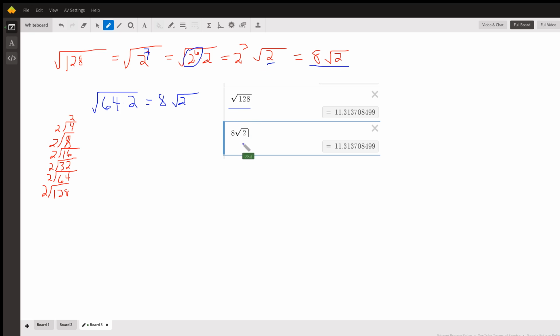And here's kind of proof that these are identical. There you go. Hope that helped.